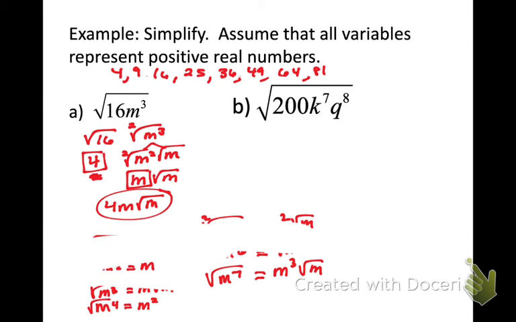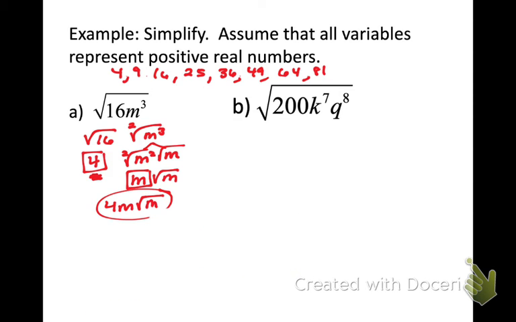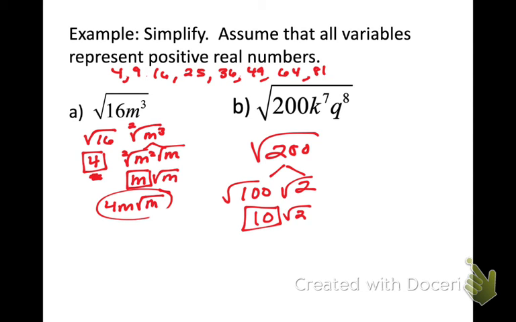Okay, so let's go over to B. I'm going to do my 200. Let's start there. Which perfect square goes into 200? I don't have it listed, but hopefully you notice that's 100. The square root of 100 is 10, and you're left with a square root of 2. So I'm just going to box this so I remember that stays on the outside. Now let's do the square root of k to the 7th. How many times does 2, my index, go into 7? It goes in 3 with 1 left over. So I'm going to put this in a box because that's going to go outside.